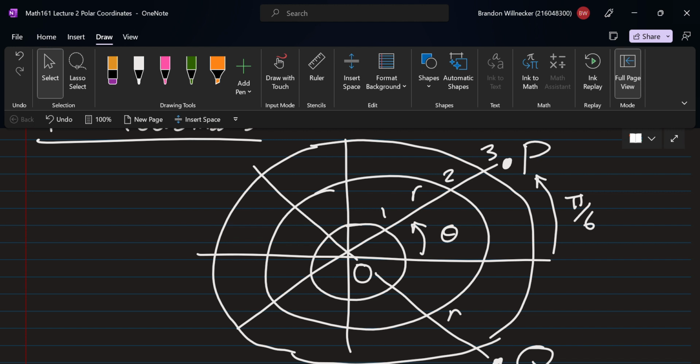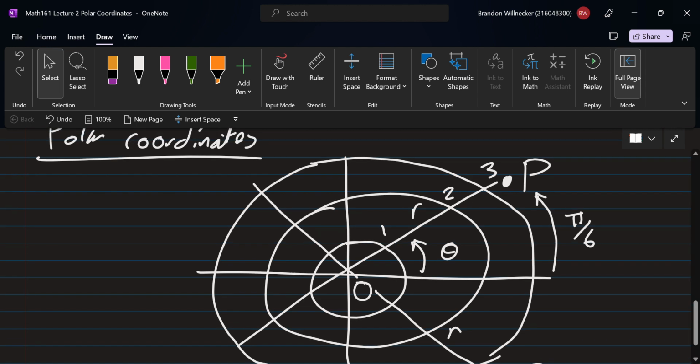Okay, so we've got this point P. We want to describe where that point is. Since this is two-dimensional, we need 2 bits of information. If this was Cartesian, we would use x and y. The way that we describe P is by the distance to the origin. We pick the origin wherever that is. The distance to the origin, we call that r, like the radius.